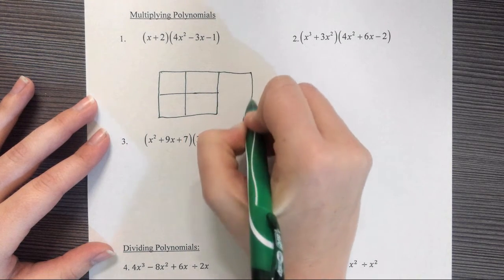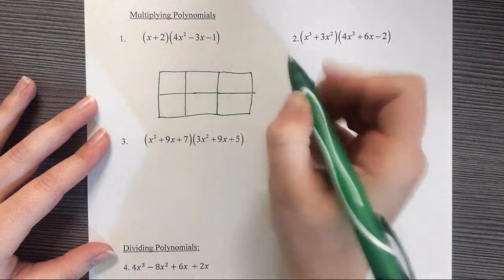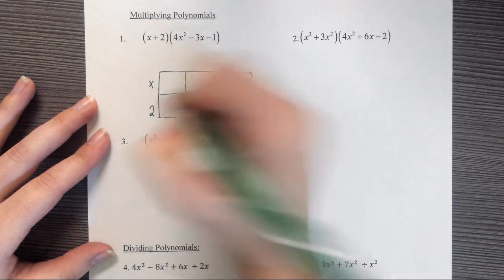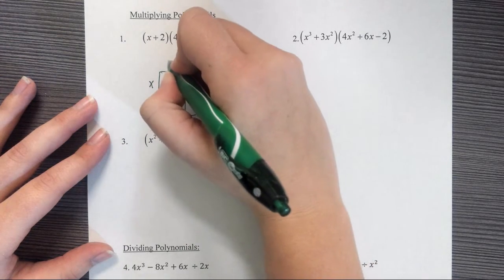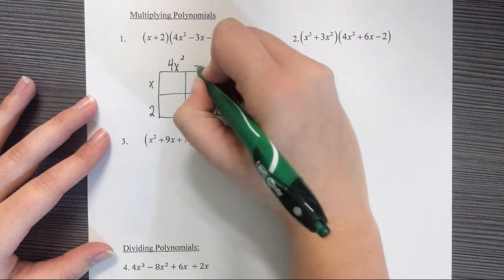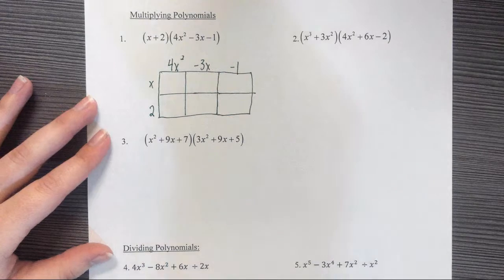Oops, I need to add another box. So my binomial is going to go on the side because I made 2 rows, and then my trinomial is going to go on the top. So 4x squared minus 3x minus 1.